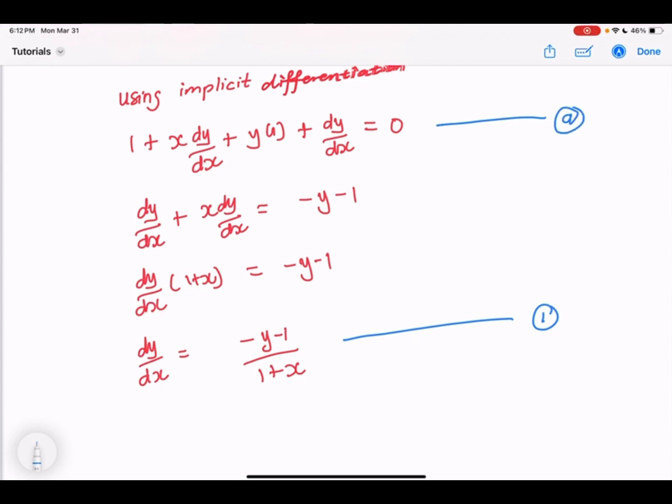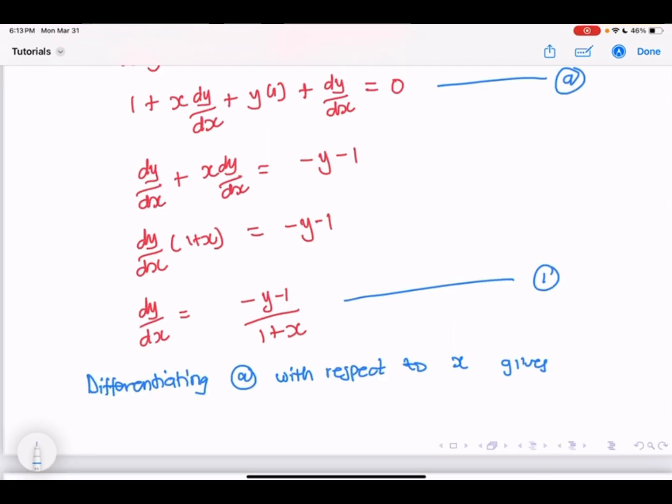So now let's differentiate A again. Now the first term is 1, so that will go to 0. Now with the second term, we have the product of two functions, that's x and dy dx. So we apply the product rule again. So you keep one, you differentiate the other, plus you invert.